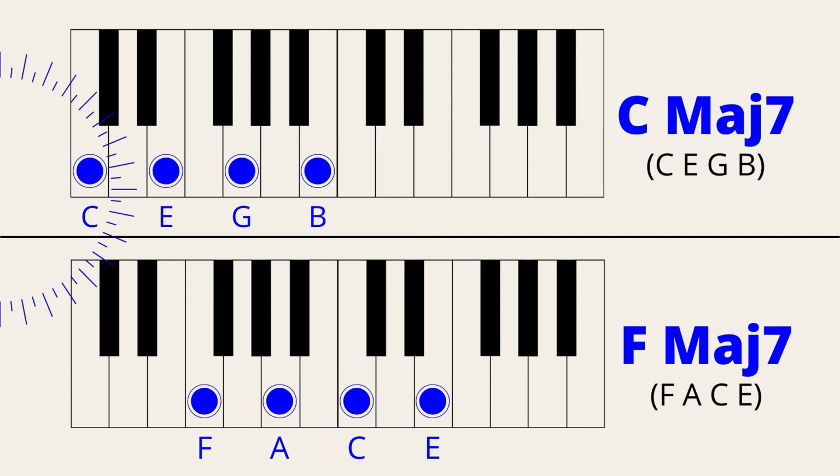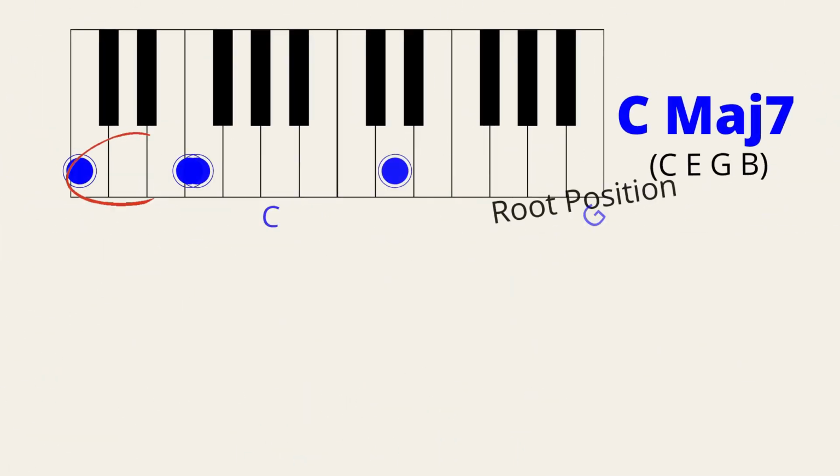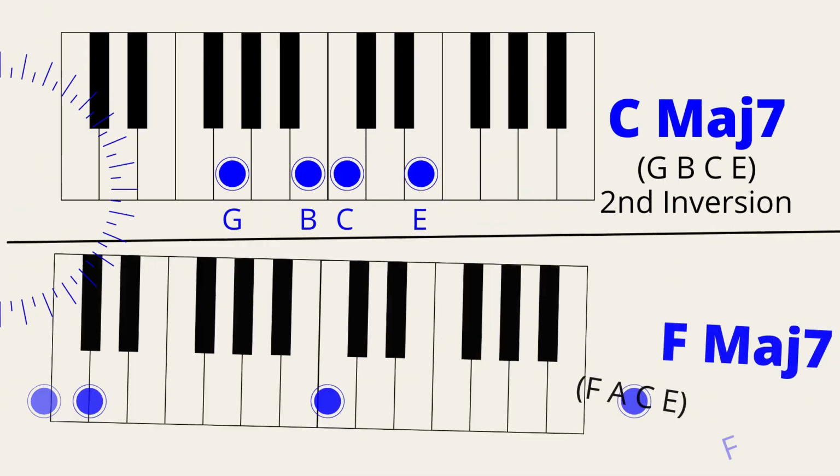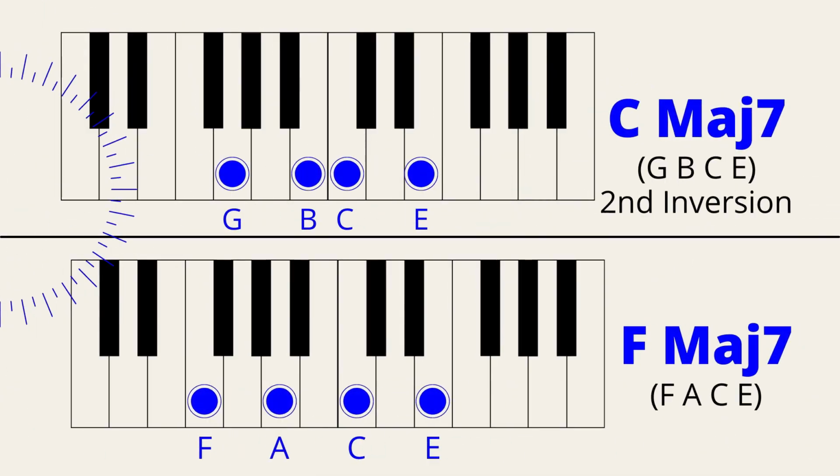Quick note, the C major 7 is played in the second inversion, which means that we take the bottom 2 notes and move them up to the top. And the F major 7 is played in the root position.